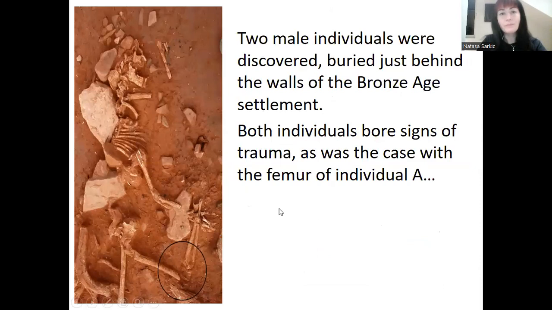So the two male individuals were from the Bronze Age settlement, and both individuals bear signs of trauma, as we can see here in this femur. This is a femur, this is a tibia and a fibula. As you can see, nobody can keep that leg in this position naturally. So obviously there was a cut, so the leg was partly cut. Not completely, of course, but enough for tendons and muscles to be cut, and so it can get into this weird position.